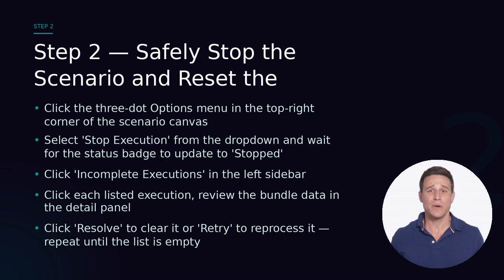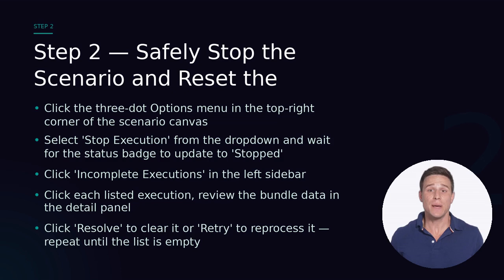Go back to your scenario editor and click the three-dot menu in the top right corner of the scenario canvas. That's the Options menu. Click Stop Execution. Wait for the status to change to Stopped. Don't hit Run again yet. Now go to the left sidebar and click Incomplete Executions.